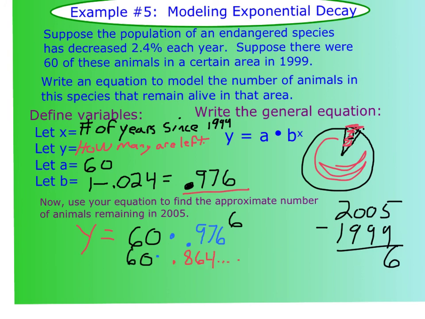I took 0.976 and raised it to the 6th power, and I ended up with 0.864 and so on. Do not clear your calculator. Now multiply by 60. We end up with about, I got 51.86, so 51.9, but because it's going down, you kind of round down here. You can't have half an animal. So I'd say 51. About 51 animals would be left. So you started with 60, now there's only about 51 left.